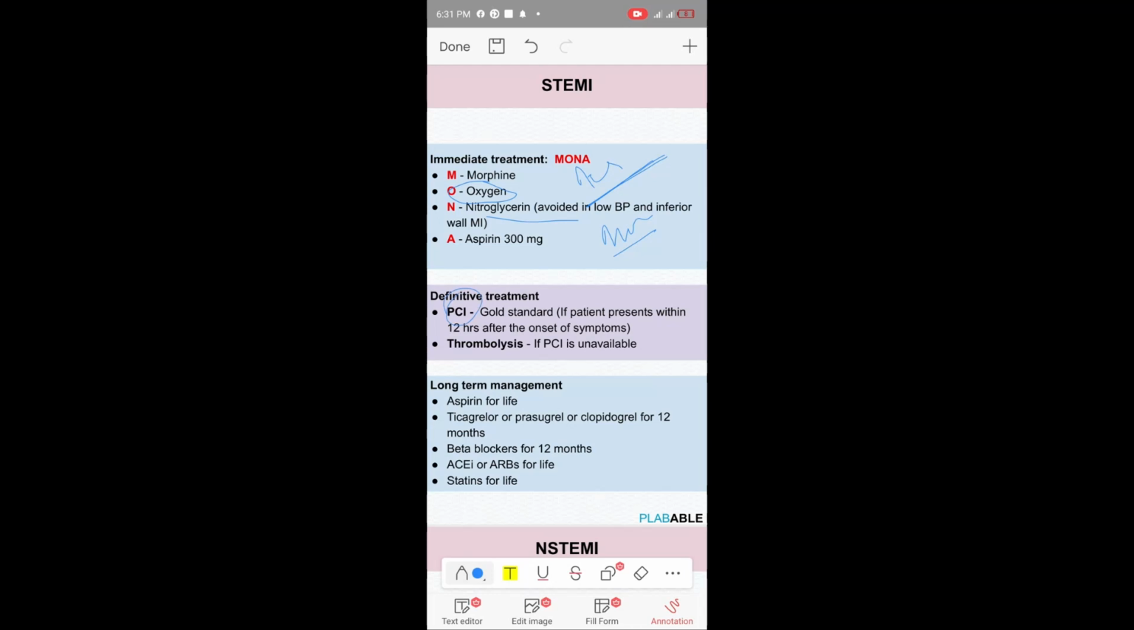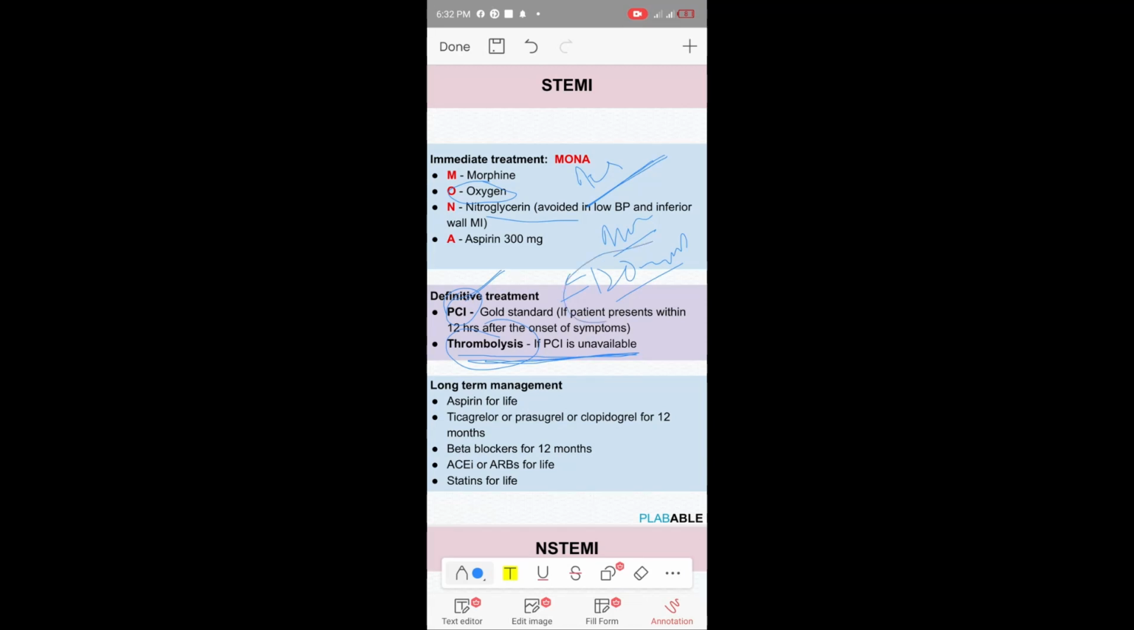Either you go for PCI or thrombolysis. If you have a PCI facility available, go for the PCI. That is the gold standard. And if there's no PCI, then you can go for thrombolysis. Now, you have heard of this concept, 120 minutes. If the patient can reach PCI within 120 minutes, you can go for the PCI. If not, then go for thrombolysis. Either streptokinase, which most Eastern countries use because it's cheap, or otherwise tenecteplase and alteplase, which is actually a better agent compared to streptokinase, but that's a little expensive.